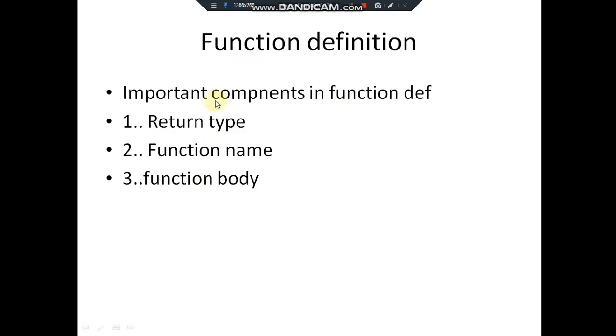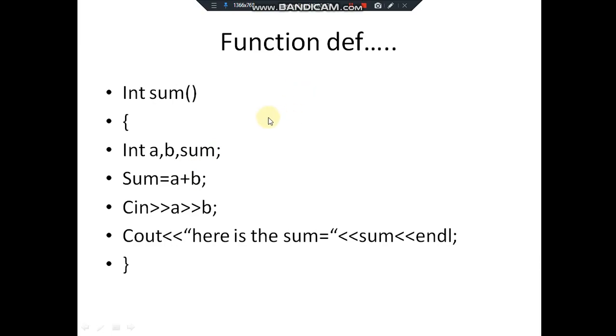So what is function definition? Function definition contains three important components: a return type, a function name, and a function body. So function definition has three important components in which a function has a return type, a function name, and a function body. They are really very important.